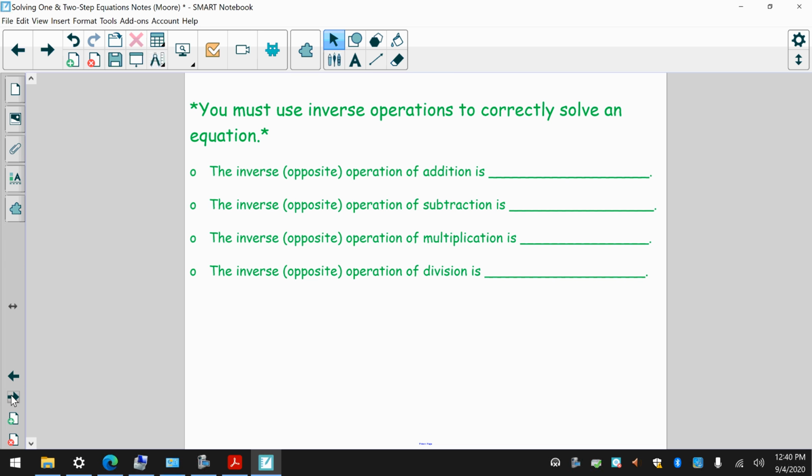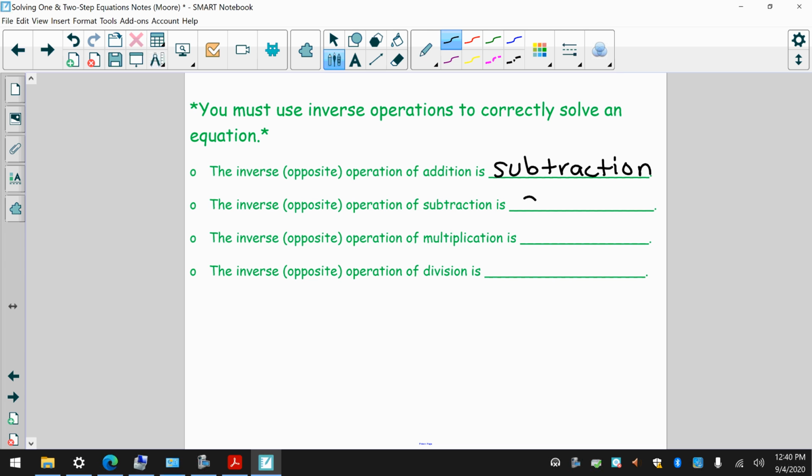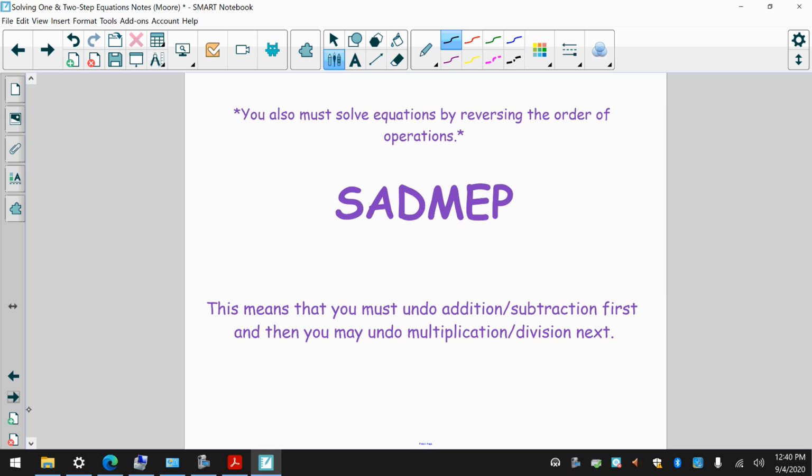Now, just as a review, you must use inverse operations to solve an equation. The inverse operation, or the opposite operation, for addition is known as what? What's the opposite of addition? Subtraction. What is the opposite of subtraction? Addition. What is the opposite of multiplication? Division. What is the opposite of division? Multiplication. Okay, that's just review.